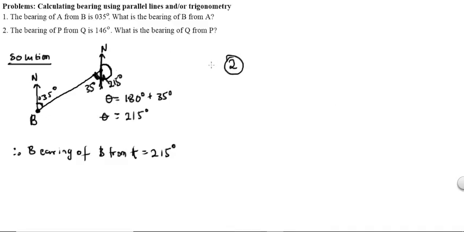We are told to find the bearing of Q from P if the bearing of P from Q is 146 degrees. Since the question says from Q, it means that Q is our reference point. So Q here is, let's say, this point, and it has a north angle of 146 degrees between the north and the east here. Supposedly there's a 90-degree angle, so 146 degrees should fall here. So we have 146 degrees here.